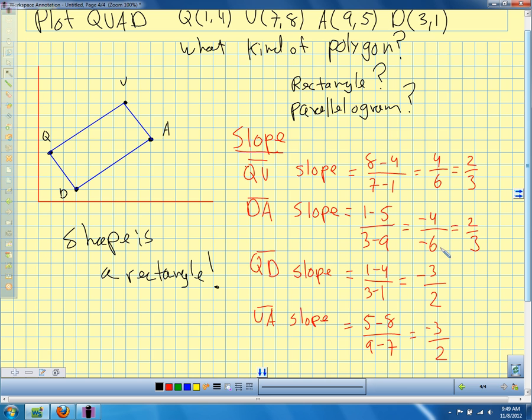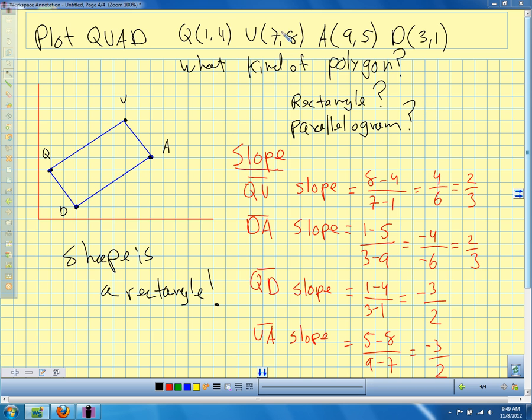Yes? Now, for the UA, I did 7 minus 9 on top, and I got maybe 2 over 3. 7 and 9 are the x's. You want your y's on top. For the slope, the y's always go on top, because we want rise. The rise is up and down, so the rise is always the y's. All right, questions on this?